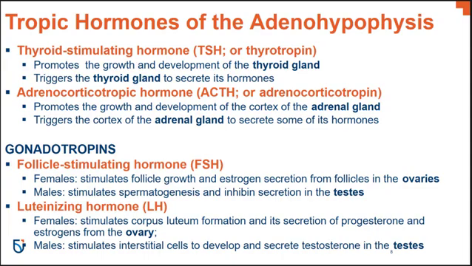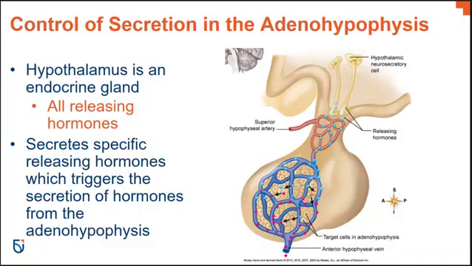In males, it's going to stimulate what are called interstitial cells that are found within the testes to develop and secrete testosterone. It's important for you to know that the hormones we just spoke about that are part of the anterior pituitary gland, their release, or the control of their release, is by hormones that are produced by the hypothalamus. And that, of course, is a very important gland that we spoke about as being a key integrator of the autonomic nervous system and the endocrine system.